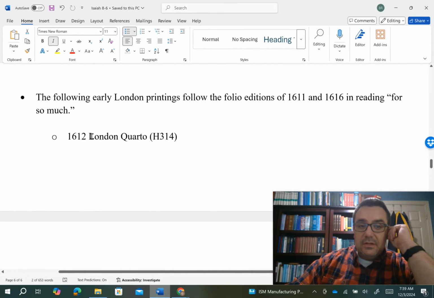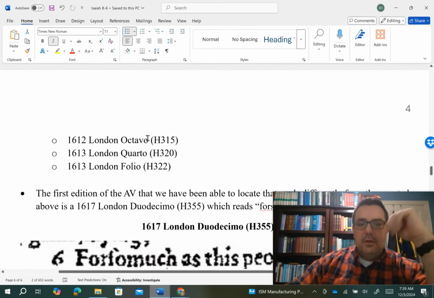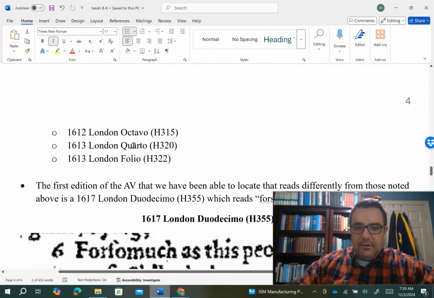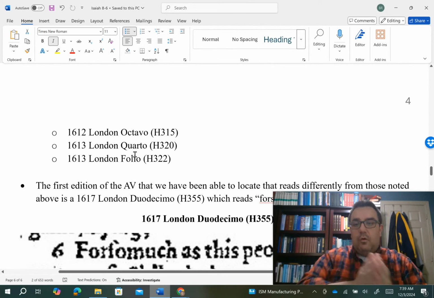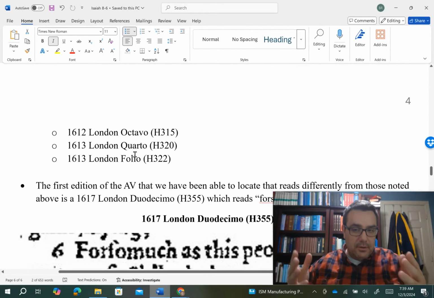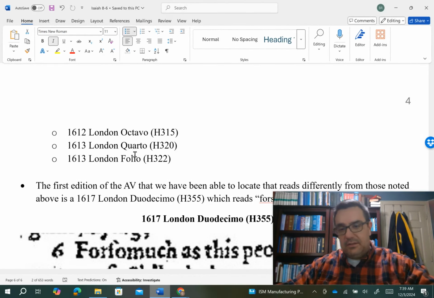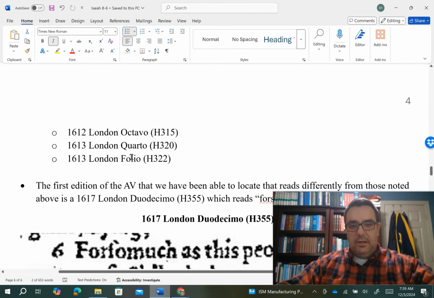So a 1612 London quarto, a 1612 London octavo, a 1613 London octavo, and a 1613 London folio. They are all reading "for so much" as three separate words, as in the 1611, as in a 1616 folio, as I've just demonstrated.